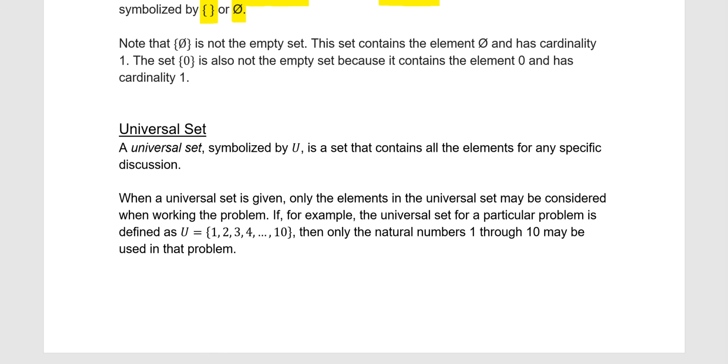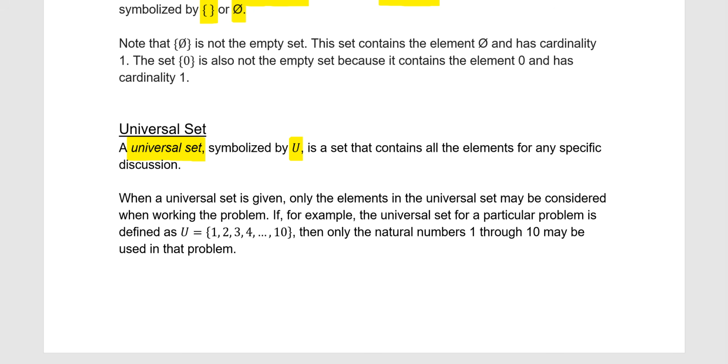Okay, and then the last thing here is the universal set. So the universal set is going to be symbolized with a U. It's going to be a set that contains all of the elements of interest for any specific discussion. So this set will change depending on the question. So universal, we should be thinking everything. It's a set that contains everything of interest for a specific question or for a specific discussion. So when a universal set is given, only the elements in the universal set may be considered when working with the problem. Essentially, nothing else exists outside the universal set for a given problem.